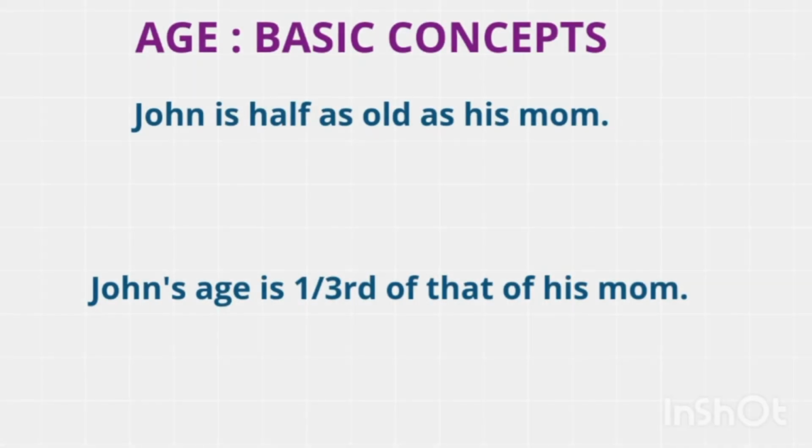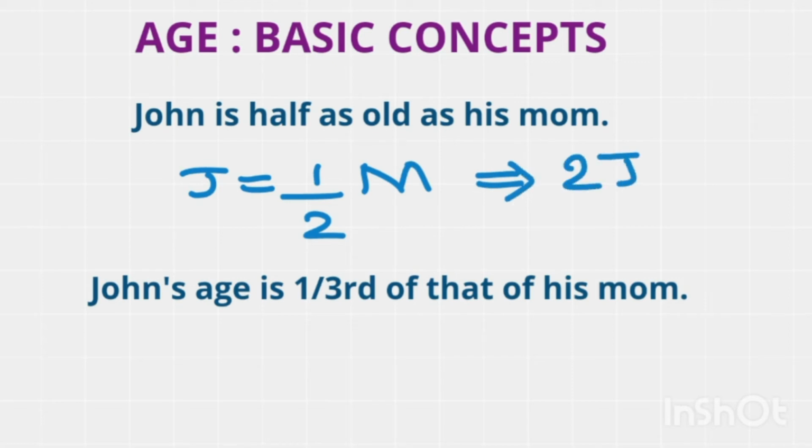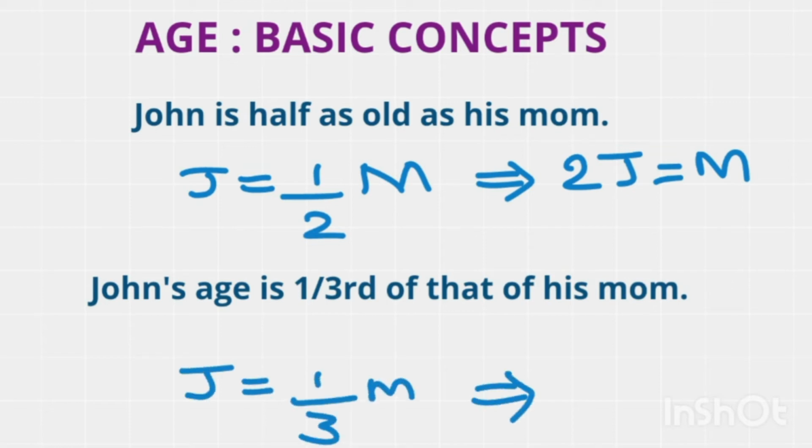Let us also familiarize ourselves with fractions. For example, John is half as old as his mom. This gives J is equal to half into M, or 2J is equal to M. Or suppose John's age is 1/3 of that of his mom, it means J is equal to 1/3 into M, giving M equal to 3J.